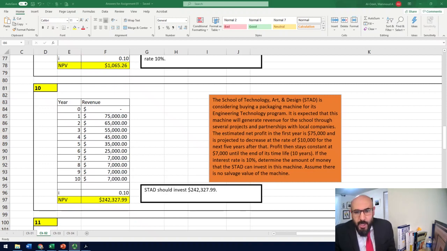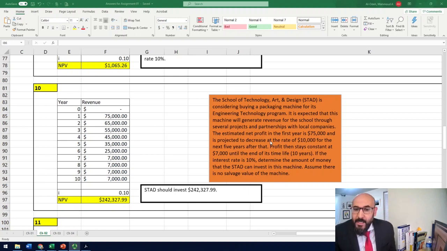The School of Technology, Art and Design, STAD, is considering buying a packaging machine for its engineering technology program. It is expected that this machine will generate revenue for the school through several projects and partnerships with local companies. The estimated net profit in the first year is $75,000, and it's projected to decrease at the rate of $10,000 for the next 5 years.